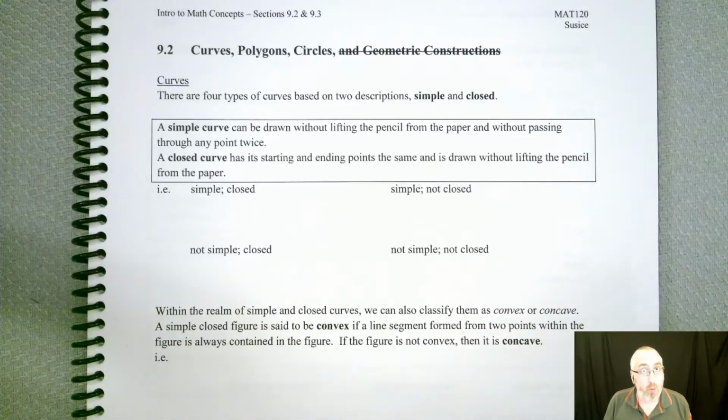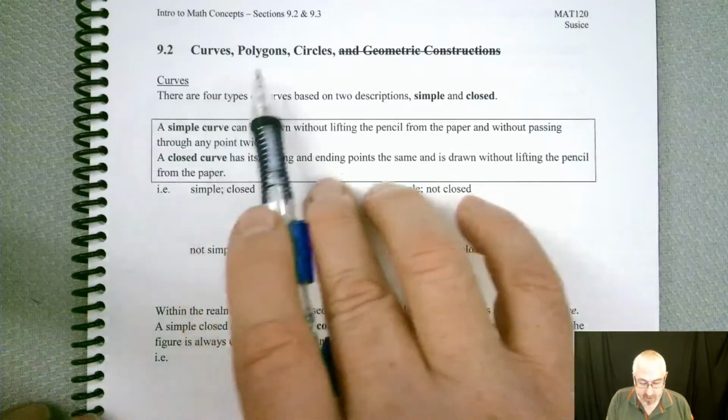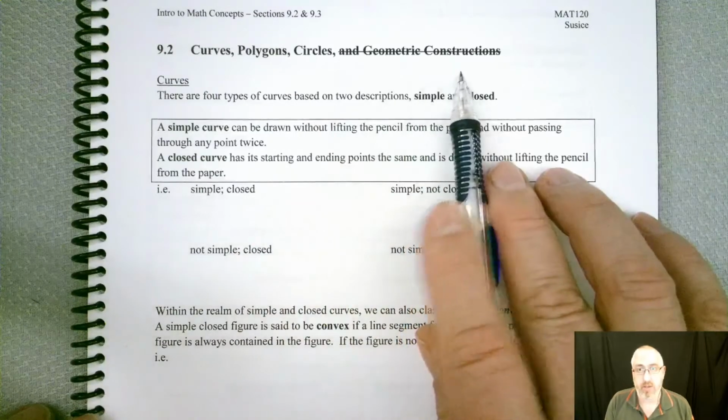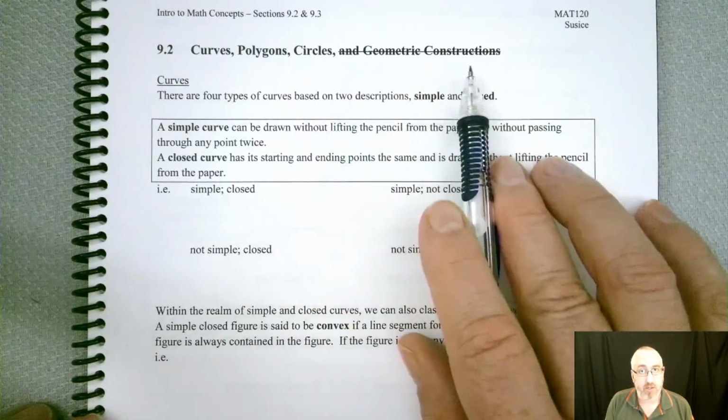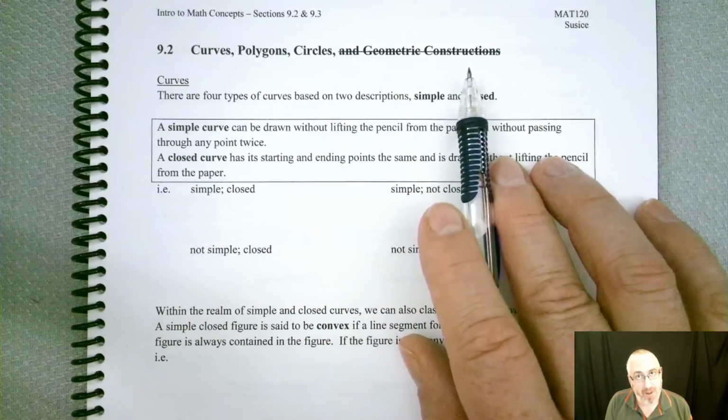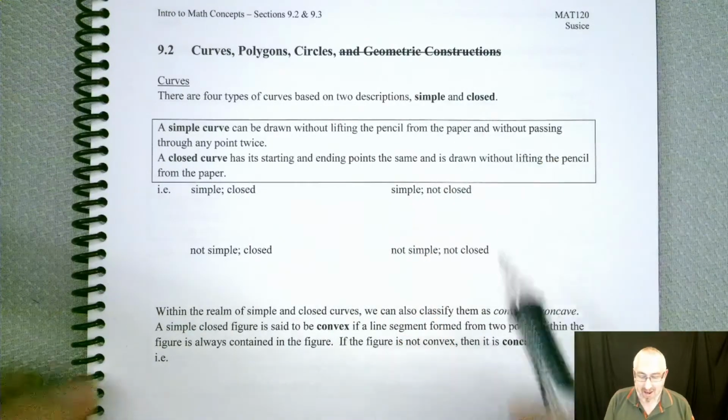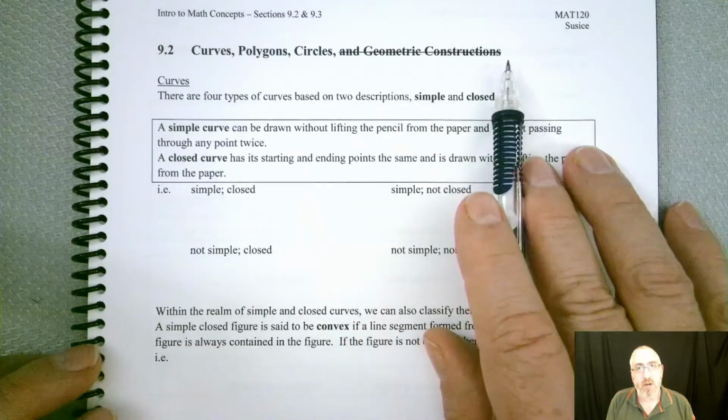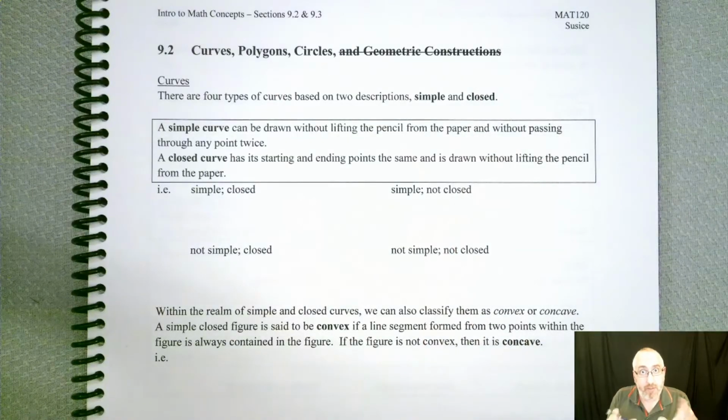Howdy folks, we are going to get into 9.2 for Math 120, which gets into curves, polygons, circles, and geometric constructions. Now you can see geometric constructions are crossed out because we're not going to be doing them. So yay! Now if you're curious though, geometric constructions are basically looking at drawing geometric shapes using only a straight edge and a compass and a pencil. But we're not going to get into those. So you're out of luck if you wanted to do those.